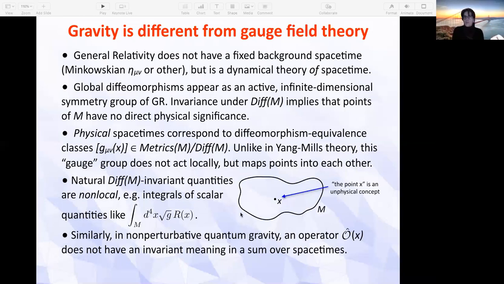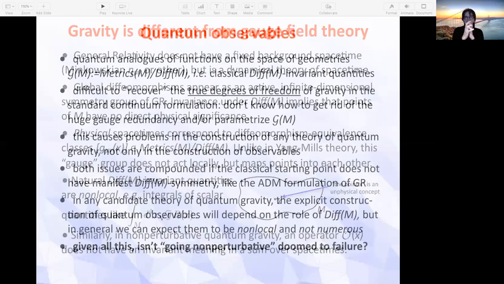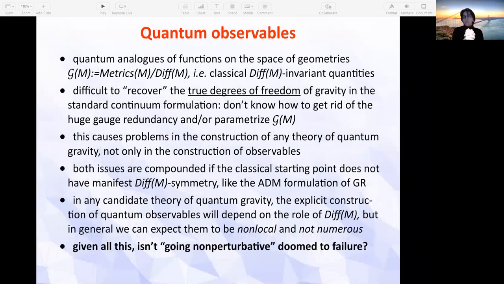So we are faced with a similar issue, namely when we want to compute and construct quantum observables, they tend to be non-local quantities. And that's, of course, again different from Yang-Mills theory or, say, electromagnetism, where F mu nu of x is just a local invariant, and the gauge group just acts locally at the point X, and you can identify these invariants and work with them to characterize what you mean by true physics and true observables.